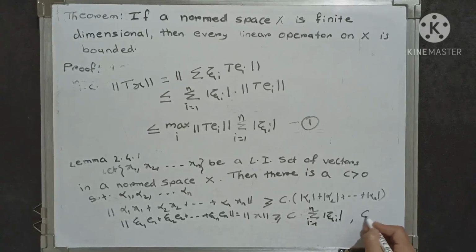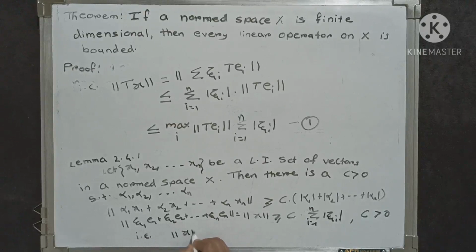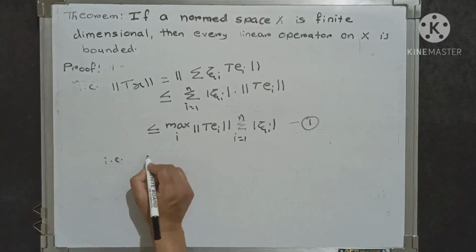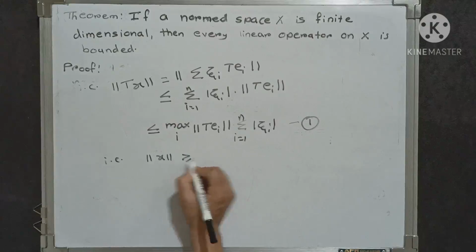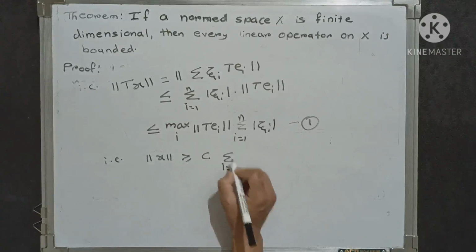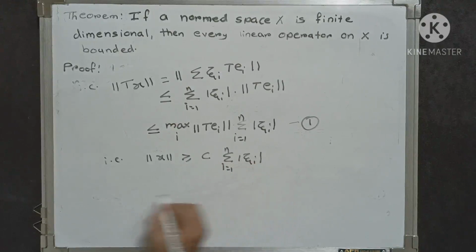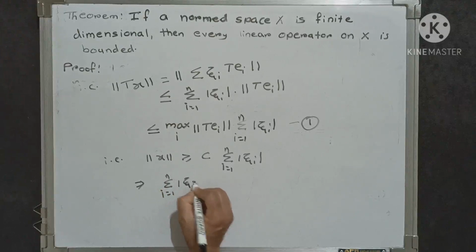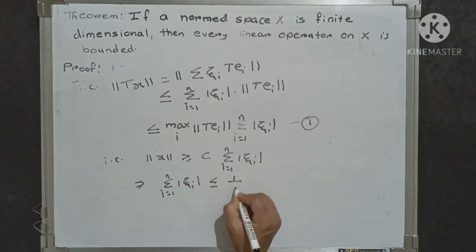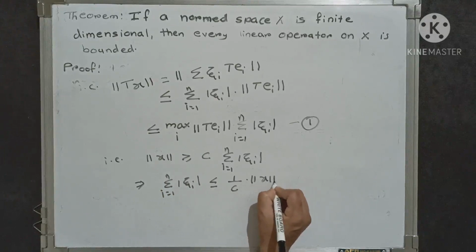And here this C is strictly greater than 0, that means C is not equal to 0, and therefore we can write this equation: norm of x is greater than or equal to C times the summation i from 1 to n of mod of xi i. This implies that the summation i from 1 to n of mod of xi i is less than or equal to 1 by C times the norm of x.